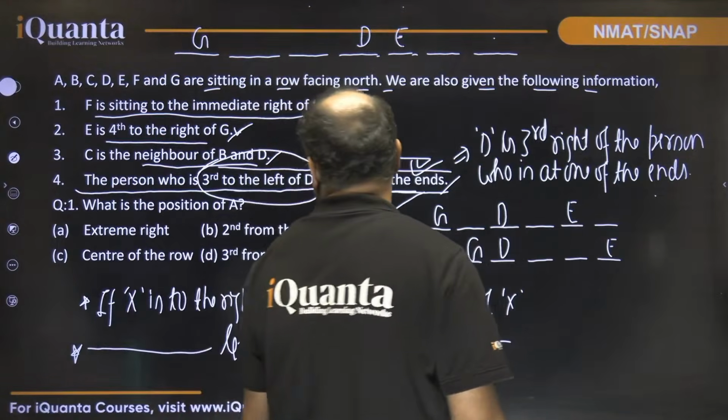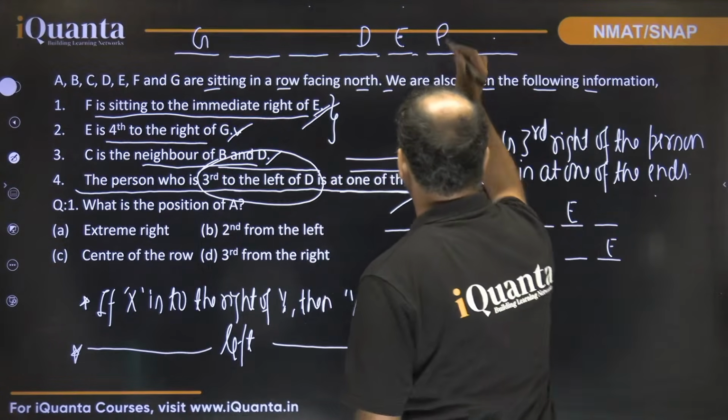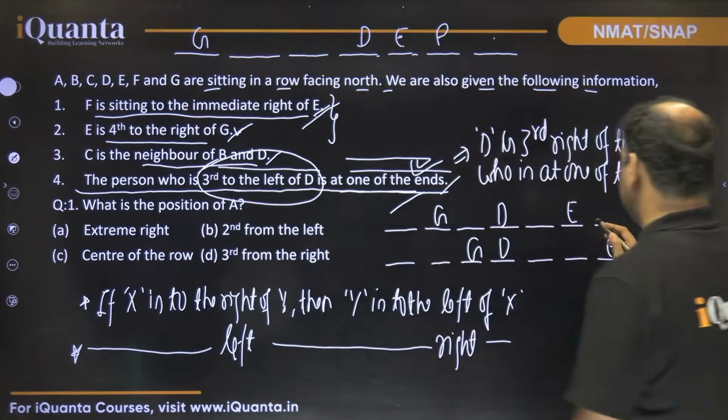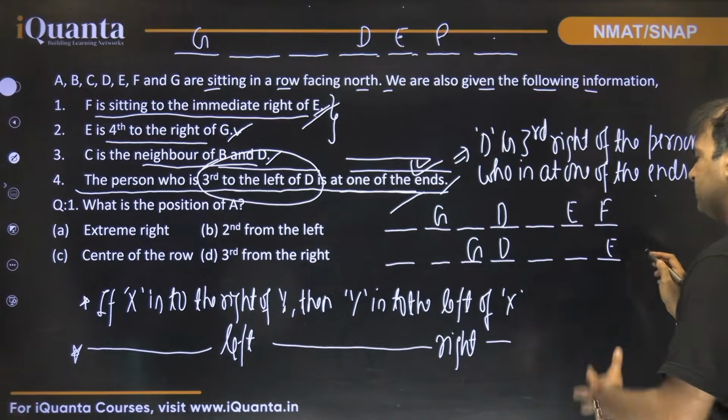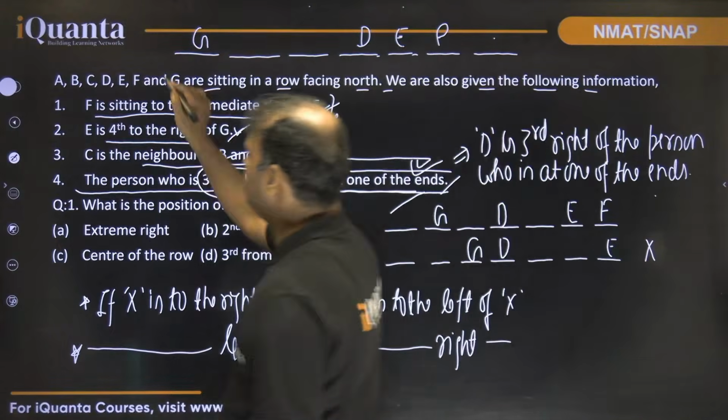Now, remember they were saying that F is immediate right of E. So in this case, this must be F, which is a possible thing. In this case, this must be F. This is possible. But guys, in the third case, there is no position for F. You can see that, right? There is no position for F.